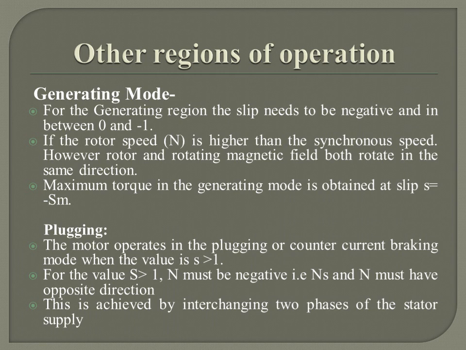Then next one is the plugging. The motor operates in the plugging or the counter current braking mode when the value of s is greater than 1. So for the value s greater than 1, the n must be negative, and the synchronous speed and the rotor speed must have opposite directions. And this is achieved only by interchanging two phases of the stator supply.